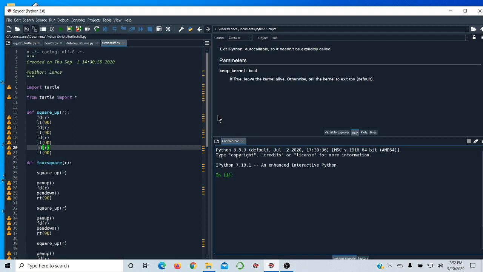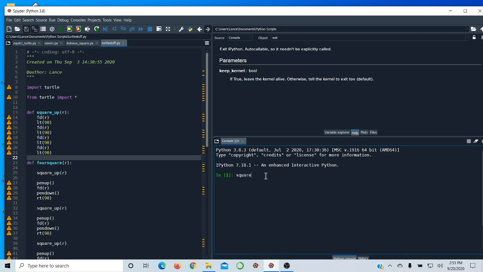Okay, this is video 4, and I thought I'd do some turtle graphics stuff. So here's: import turtle, from turtle import star as usual, and then this is a square, except that the square is drawn above where the turtle starts instead of below.